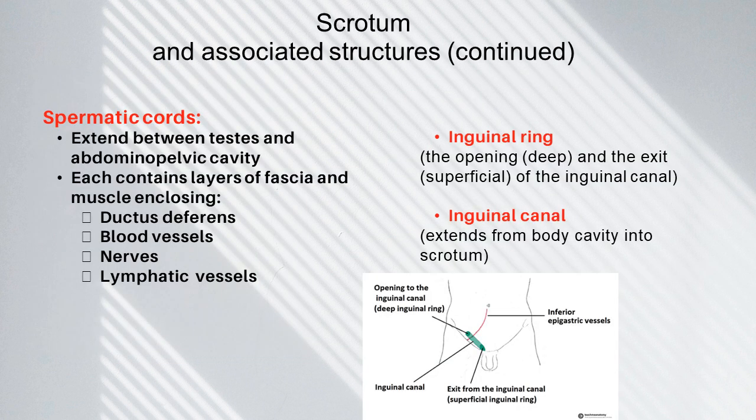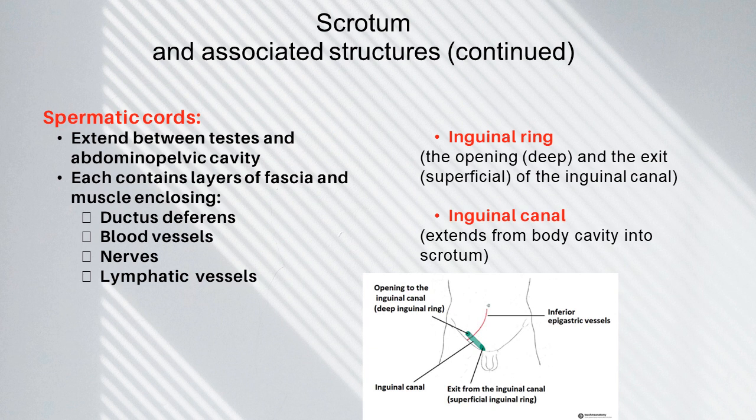And this slide is the list of scrotum-associated structures. First, the spermatic cord. As men have two scrotums, they have two spermatic cords. The spermatic cord extends between the testes and the abdominopelvic cavity, and it contains the ductus deferens, blood vessels, nerves, and lymphatic vessels.